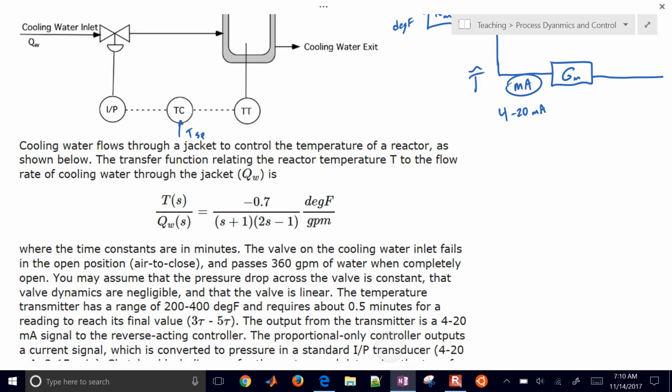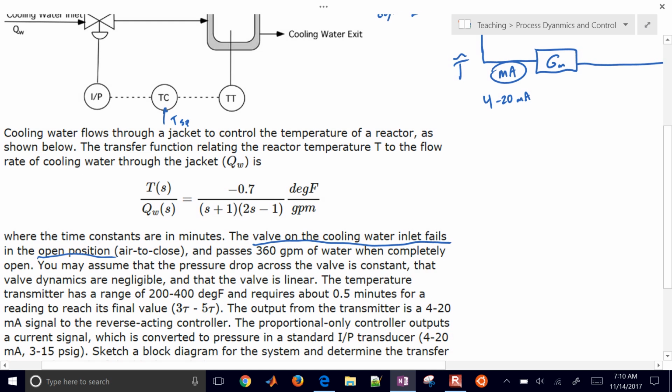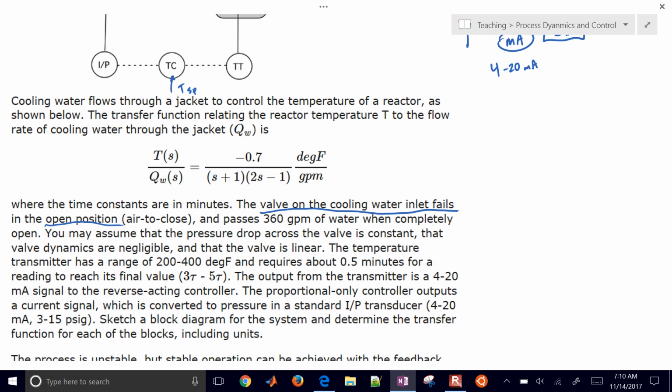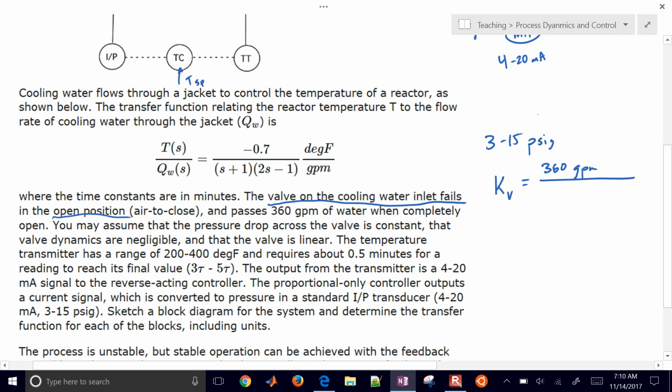So the valve on the cooling water inlet fails in the open position, air to close, and passes 360 gallons per minute of water when completely open. Okay, so we have a 3 to 15 PSIG signal that's going to be used as typical for operating valves. And when it is equal to, let's go ahead and just get this, the flow rate is going to be equal to 360 gallons per minute when it is fully open, this is going to be equal to 3 PSIG.